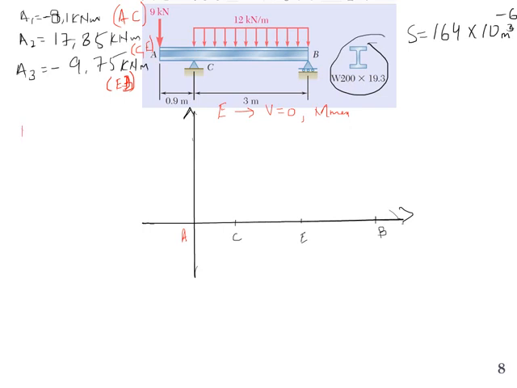So let's take MA first. We can write MC minus MA is equal to the area under the curve A1. MA is 0, so MC is nothing but area A1, and its value is minus 8.1 kilonewton meter. And since the shear force was constant between A to C, the bending moment will be linear between A and C, and at C it will be 8.1 kilonewton meter.